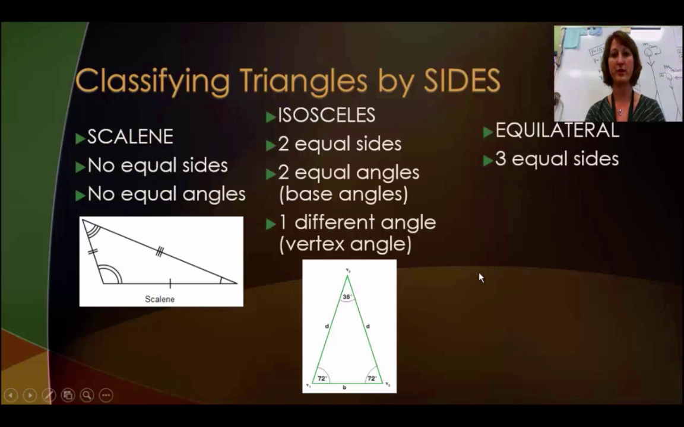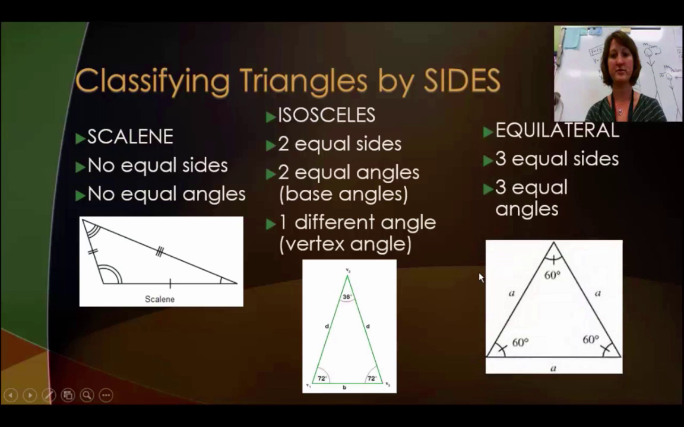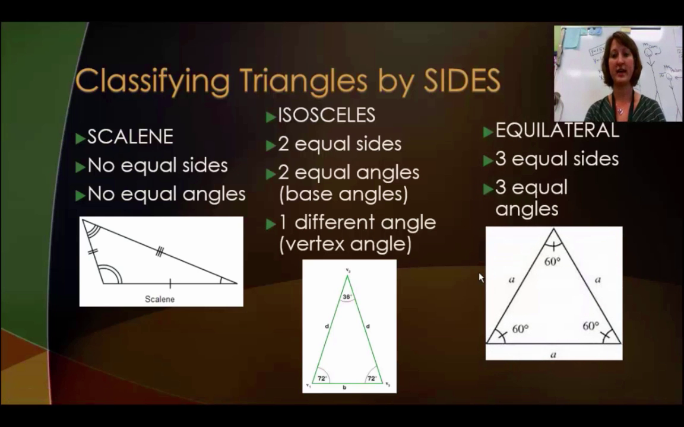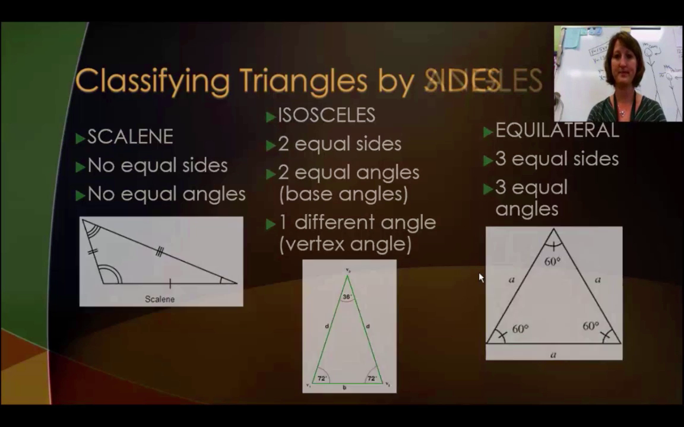Equilateral triangle is where you have three equal sides and three equal angles. And again, all three sides are the same, and all three angles would be 60 degrees each.